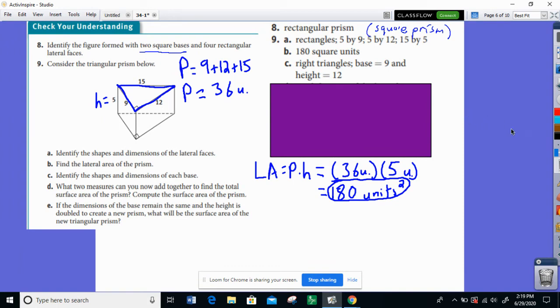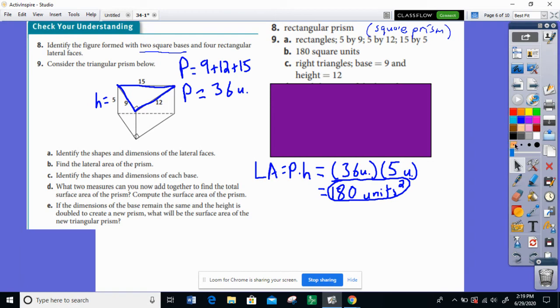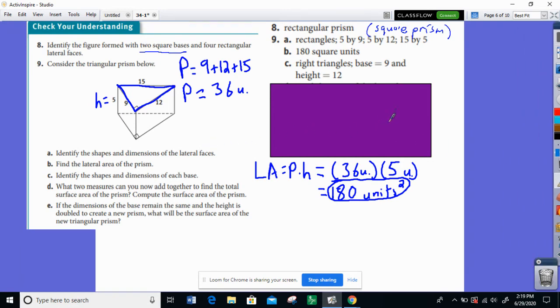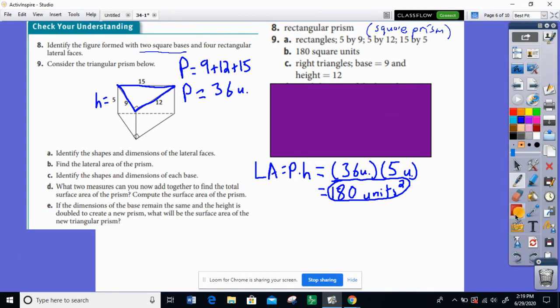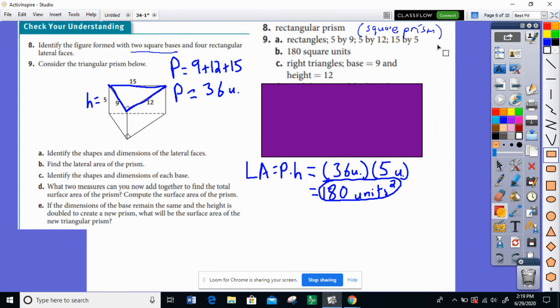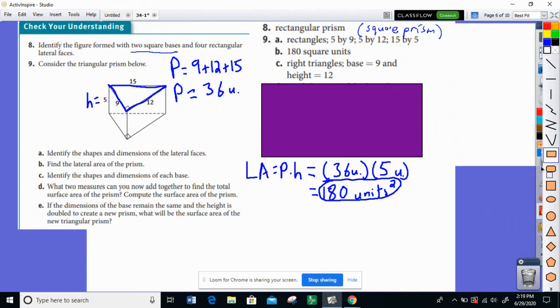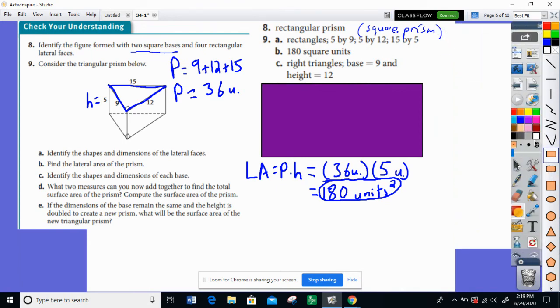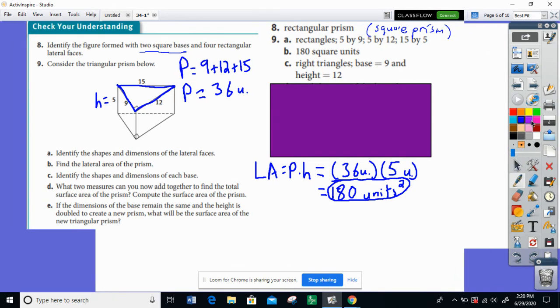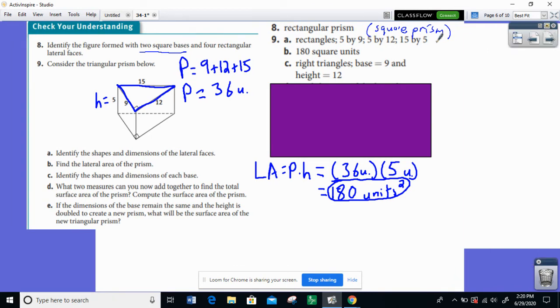So what two measures can you add now together to find the total surface area of the prism? Well, we just need to add together the lateral area plus 2 times the area for the base. So we're going to give ourselves some room to work that out over here. If it's a triangle, we know that the base area is going to be 1/2 times the base times the height.